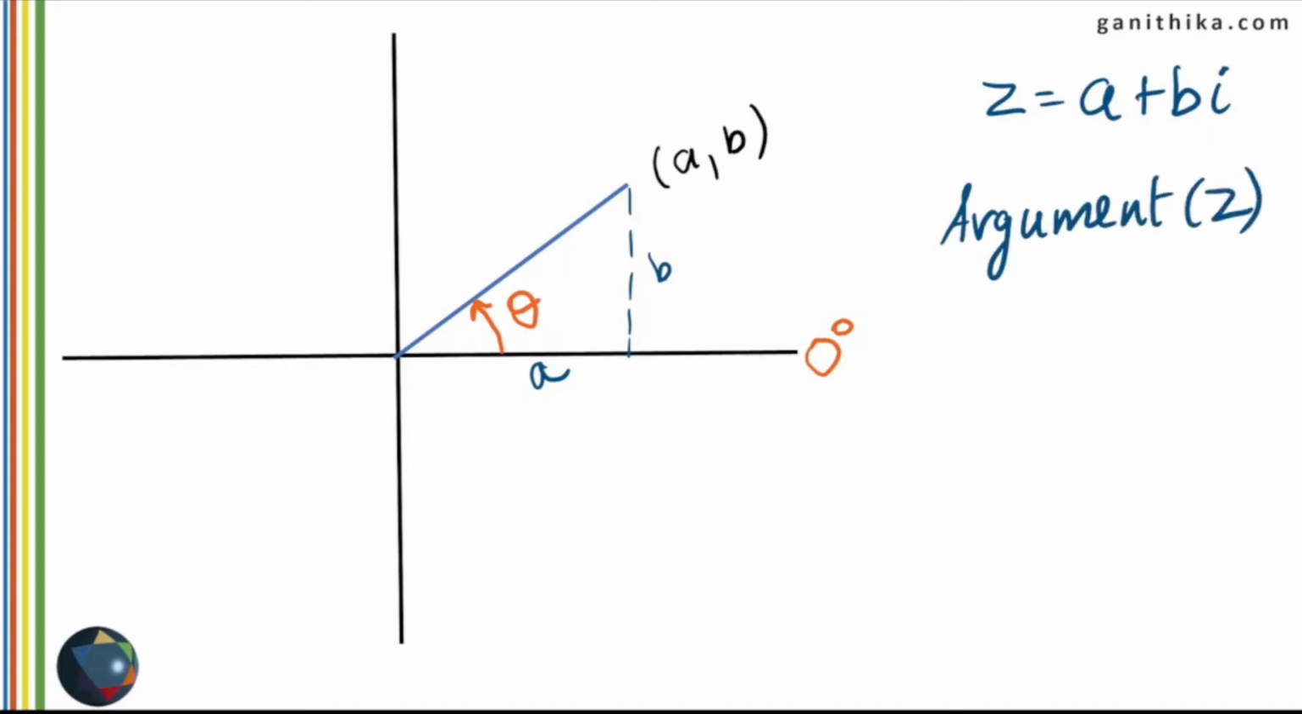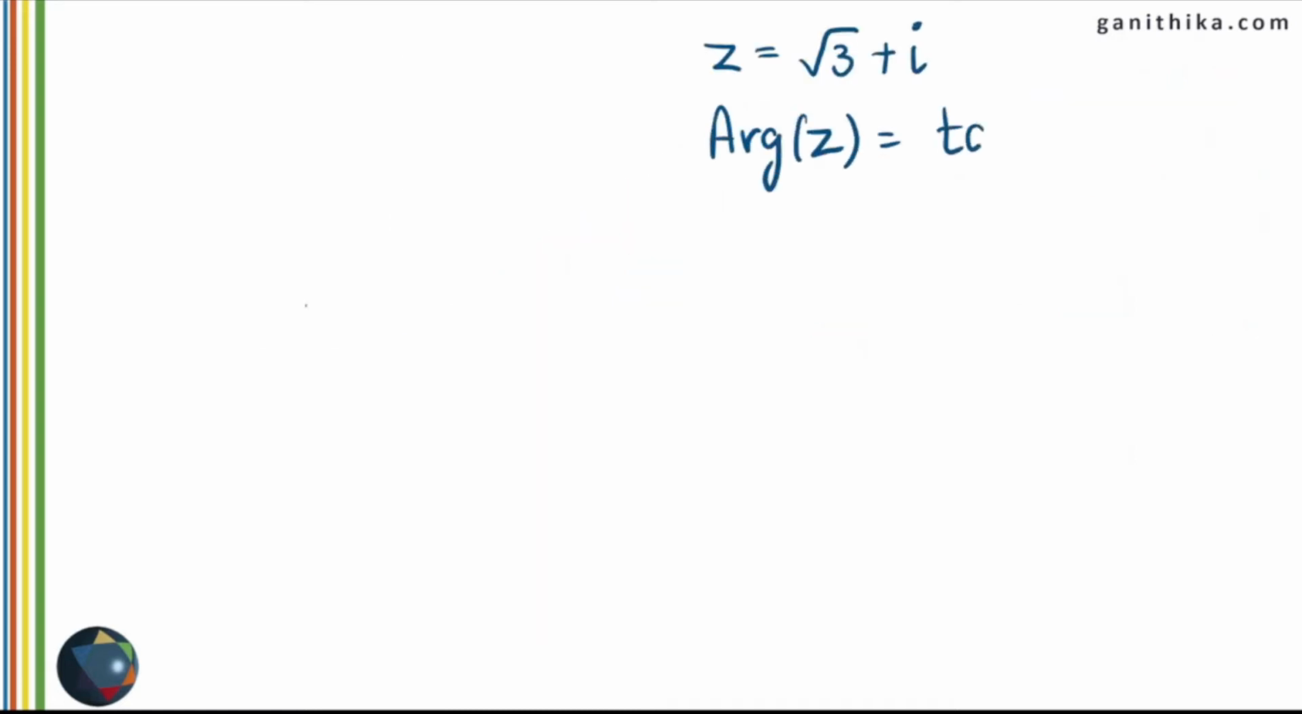In this case, it's equal to theta, and from the right angle triangle that you have on the diagram, we have theta is equal to tan inverse of b over a, because b is the opposite side and a is the adjacent side to theta. So let's consider an example: z equal to square root of 3 plus i.